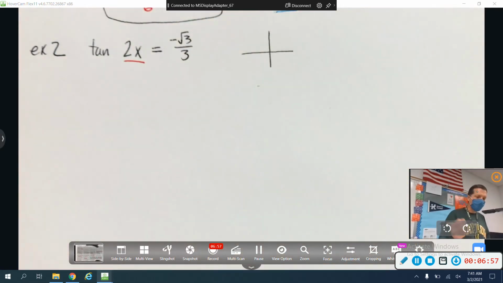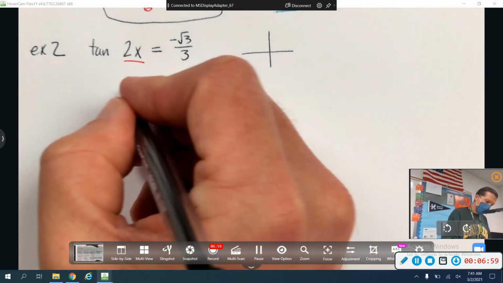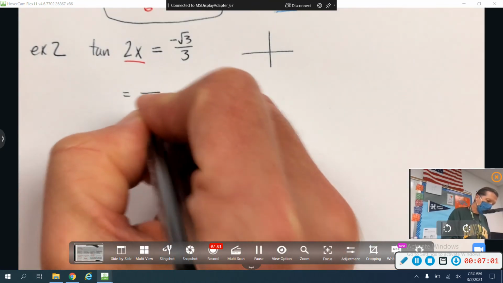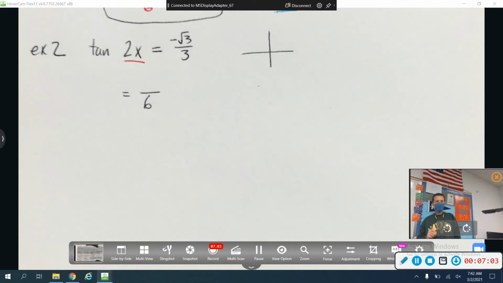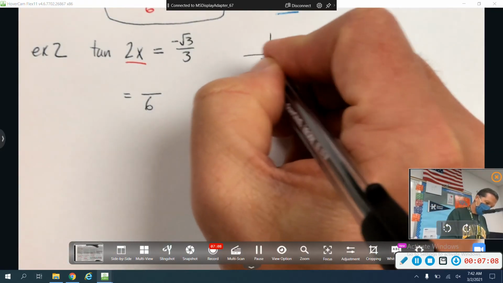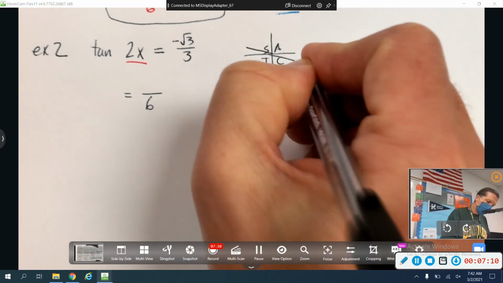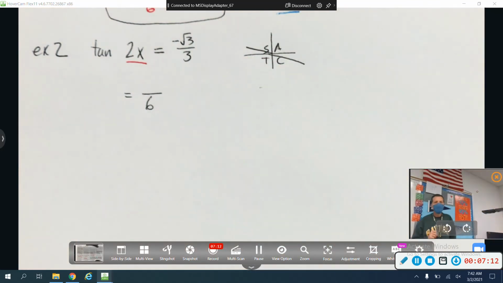Good, the tangent 3 trick, so something over 6, for sure. And if tangent's negative, that would be in the second and fourth quadrant.